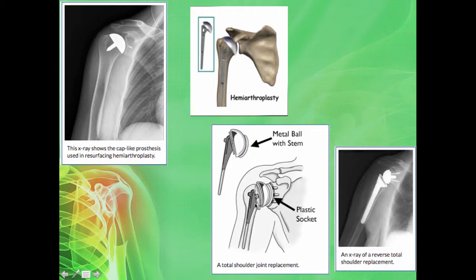The bottom middle picture, what you're looking at is once again the humeral head was resurfaced and there was a stem placed down in the shaft of the humerus, and in this picture we see that the glenoid was replaced with a plastic socket, and that is known as a total shoulder joint replacement because both sides of the glenohumeral joint were replaced. And on the bottom right you can see the picture of an x-ray of a reverse total shoulder replacement. So both sides of the glenohumeral joint were replaced, but here you can see the glenoid side now has become the convex joint surface and the humeral side has become the concave joint surface.